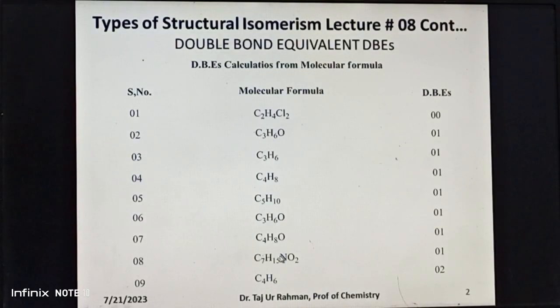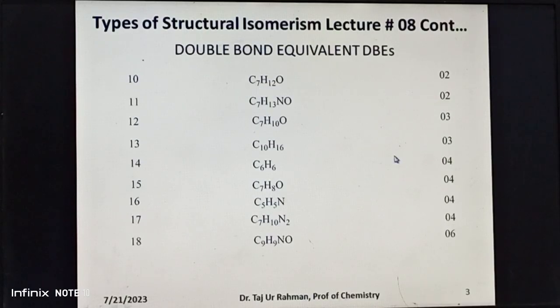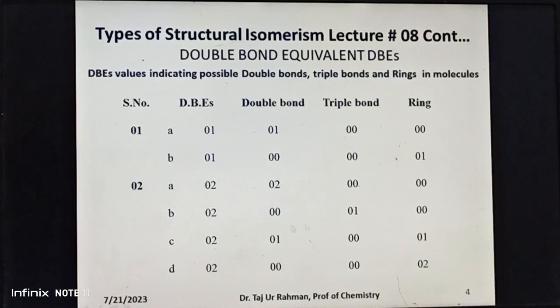Look at this table. This table shows various molecular formulas of organic compounds and their calculated DBE values. This is another table which shows the DBE values and the possible numbers of double bonds, triple bonds and rings in any given molecular formula of an organic compound. We have already explained and discussed in detail these two tables in our previous lectures number 6 and 7 on stereochemistry.